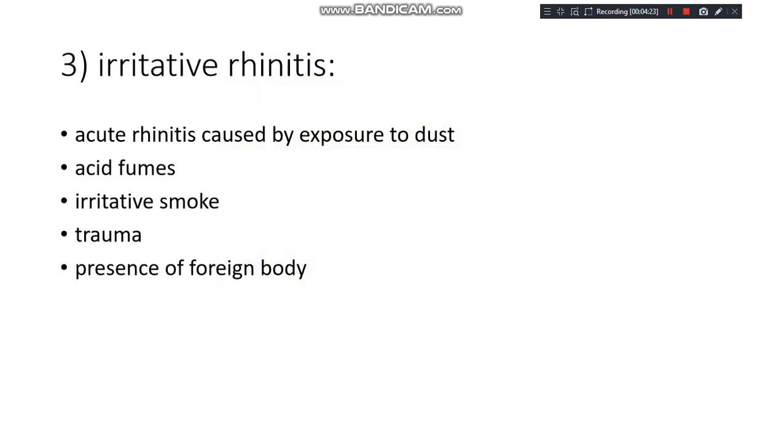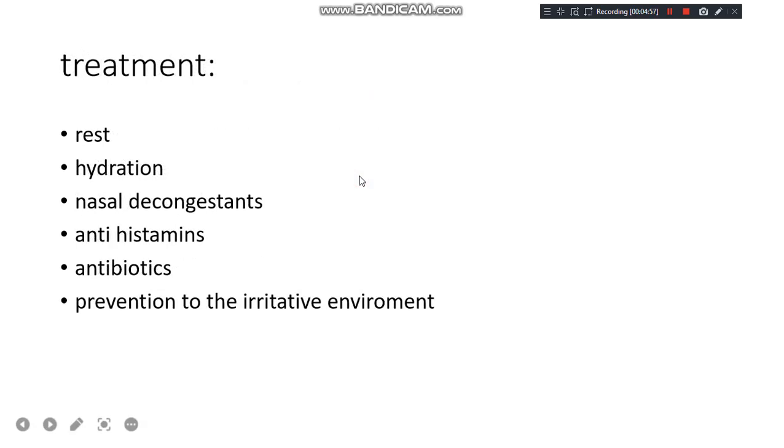The last and third type is irritative rhinitis. You can guess the condition from its name: due to irritants there is inflammation of the nasal mucosa. So acute rhinitis can be caused by exposure to irritants. Dust is an irritant, acid fumes are an irritant, smoke is an irritant, and trauma and the continuous presence of a foreign body also irritate the nasal mucosa, and that irritation may lead to rhinitis. Very simple, very easy. The next thing we have to discuss is the treatment.